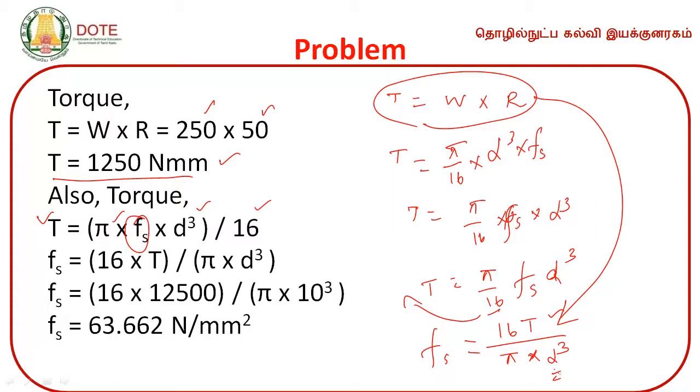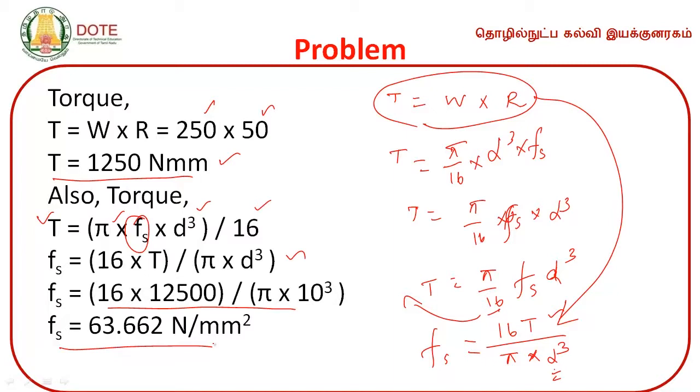So 16t divided by pi d cube. So shear stress is equal to 16 into 12500 divided by pi into 10 to the power 3 pi into 10 to the power 3. Now we can simplify this answer by using a calculator. Substituting in the calculator, we are getting the result as 63.662. So the shear stress induced in the spring material is 63.662.